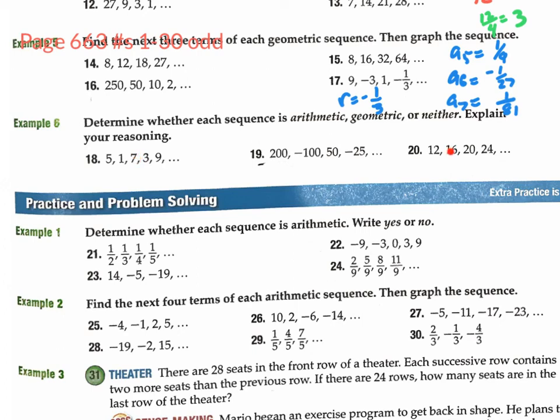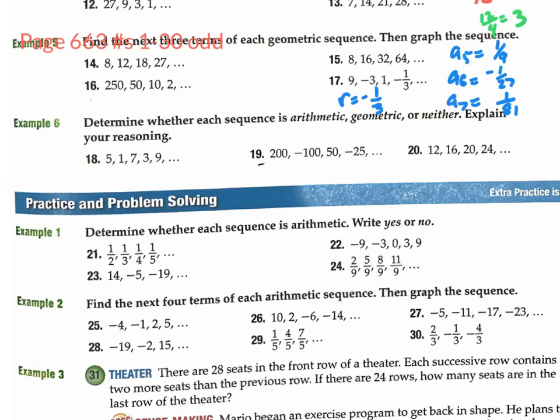Even number 20. 16 take away 12, that's 4. 20 take away 16, that's 4. 24 take away 20, that's 4. There's a common difference right here, which means that this is arithmetic, not geometric. Okay. Again, main point for today, arithmetic has a common difference, geometric has a common ratio.